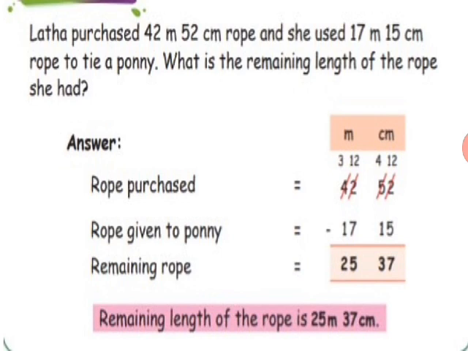Move on to meter. Can you subtract 7 from 2? We can't subtract. So for that, what should we do? We have to borrow. So here 12. Next place 4 minus 1, 3. So 12 minus 7 is equal to 5. 3 minus 1 is equal to 2. So remaining length of the rope is 25 meter 37 centimeter.